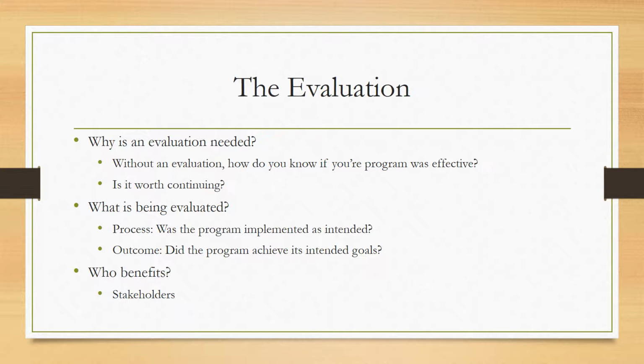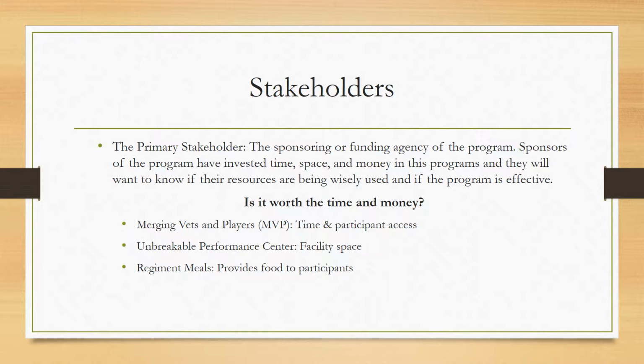To have an effective program, you need an effective evaluation. How else will you know if the program is being delivered as it was designed and if the program did what it said it was going to do? An evaluation can help improve program implementation, but ultimately its purpose is to help stakeholders decide if the program is worth it. For the Truth About Sugar program, the primary stakeholder is the sponsoring or funding agency. They've invested time, space, and money and want to know if those resources are being spent wisely. Ultimately, is the program worth their time and money?